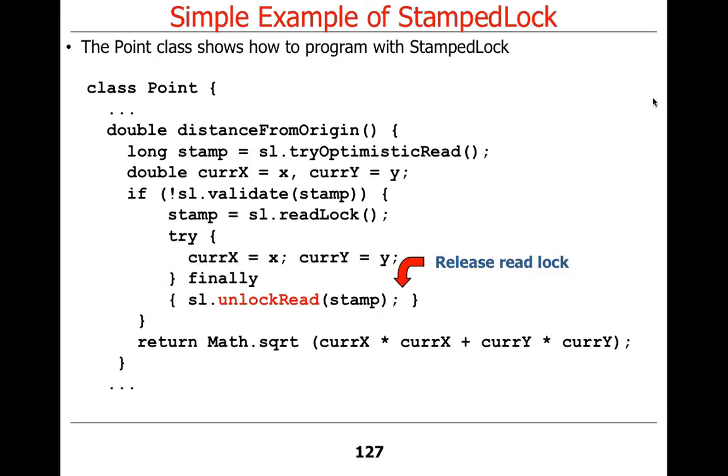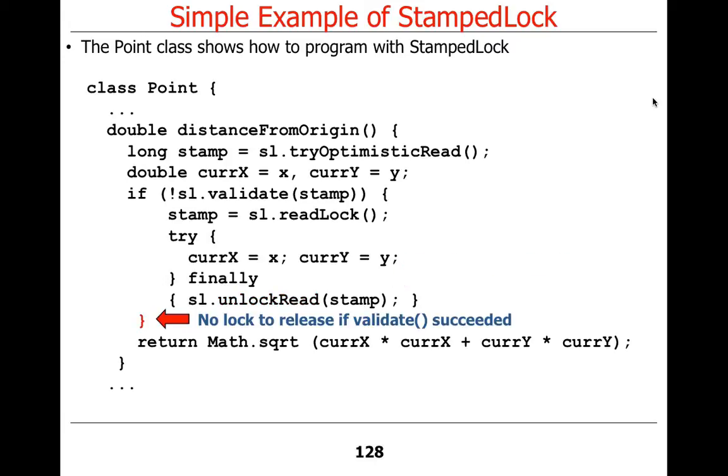Now, notice something interesting. If validate succeeds, we don't release anything, because we never acquired a lock in the first place. So there's no need to ever release an observation stamp because it didn't acquire anything in the first place. Validate does all you need to do, which has to do with cache management.